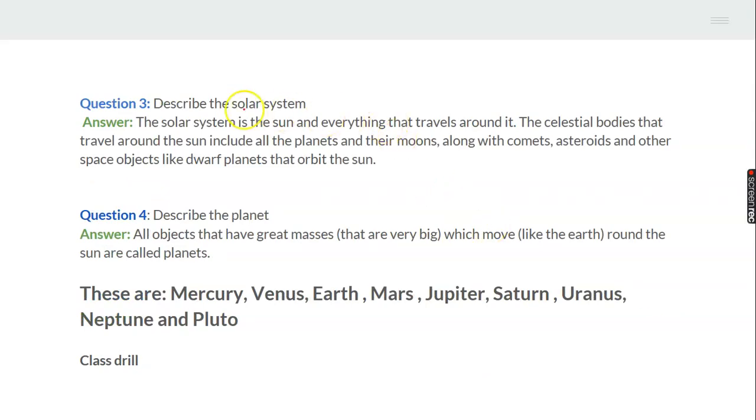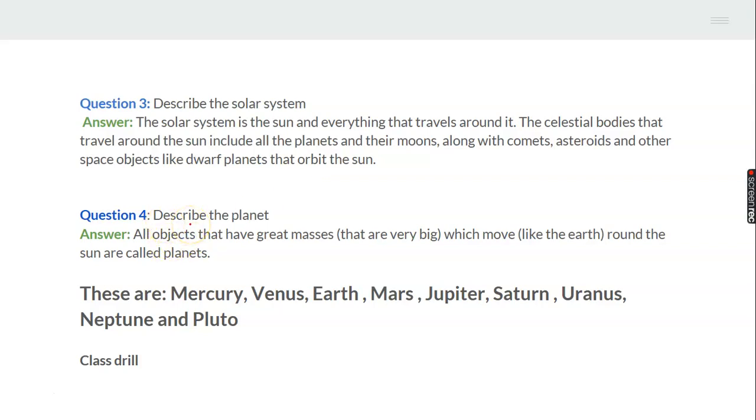Question three says, describe the solar system. The solar system is the sun and everything that travels around it. The celestial bodies that travel around the sun include all the planets and their moons, along with the comets, asteroids, and other space objects like dwarf planets that orbit the sun. When I marked your work, I saw a lot of answers, because I know many of you used research techniques such as the internet or Facebook, and they are really great. You have very nice and brilliant answers for those questions. But I'm just doing this for people who joined us halfway, or maybe don't understand, so they can have more understanding of what we've discussed.